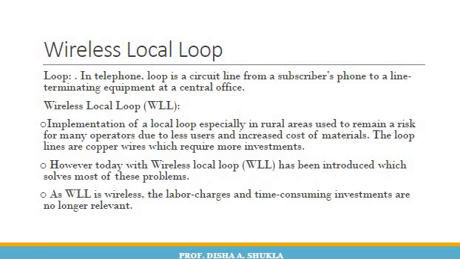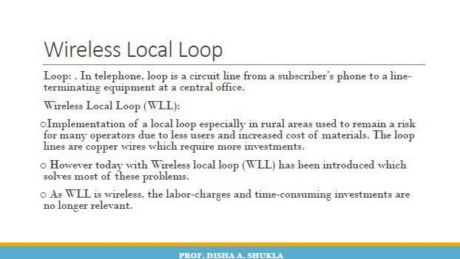In this session we are going to discuss a topic called wireless local loops. Now what do you mean by a loop? In a telephonic system, the loop is a circuit line from a subscriber's phone to the line terminating equipment at a central office. That is the actual connection that is made from the subscriber's phone to the line terminating equipment at a central office. Now what is a wireless local loop?